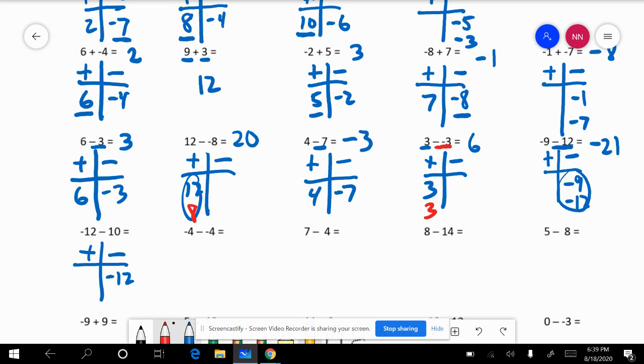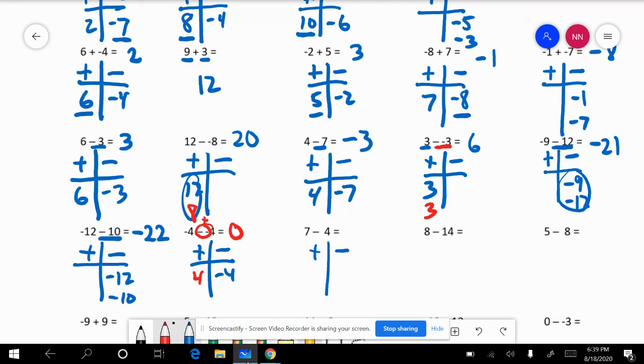So I have a negative 12, negative 10, because subtracting 10 is the same as a negative 10, and that gives us negative 22. Here, what we have is a negative 4. Now, if we're looking right here, when we subtract a negative, remember, it becomes a positive. So that would be a positive 4. They're on different sides, so that means I subtract. 4 minus 4 is 0, so my answer is 0.